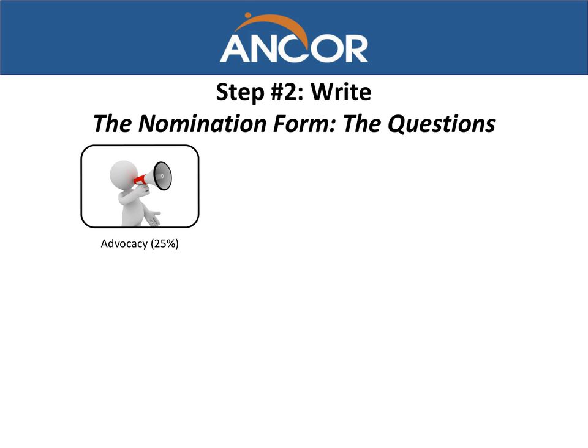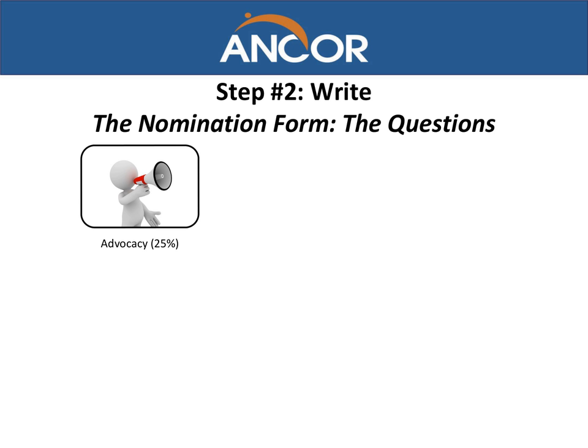Now let's go over what the questions are on the nomination form. There are 6 categories, and as you'll see, they are each weighted a little differently. For each question, you have a 150-word limit. Don't think that writing more makes a better entry. It's not about how much you write, but what you say that will earn points.